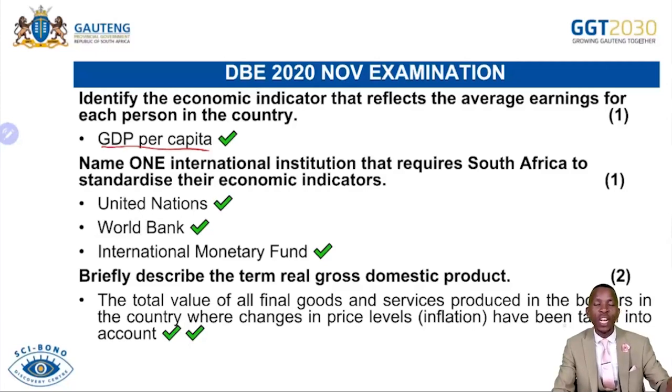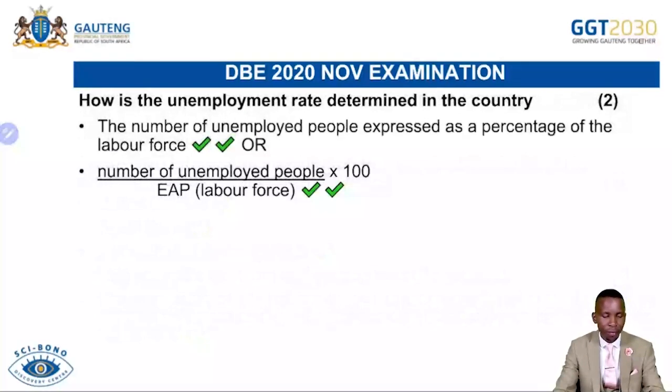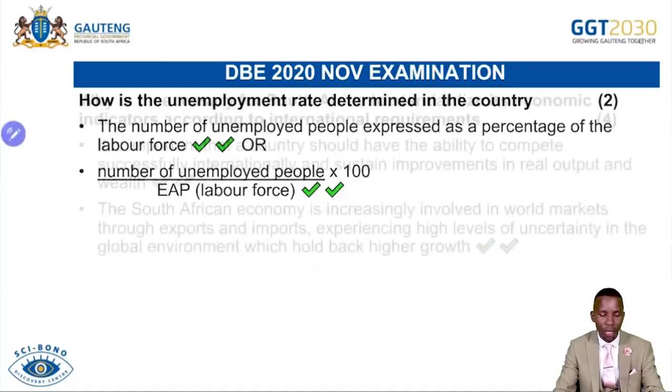That means nominal GDP has been converted to the real GDP, which is done using a GDP deflator. How is the unemployment rate determined in the country? The number of unemployed people is expressed as a percentage of the labor force or economically active population. Number of unemployed people divided by economically active population or labor force, multiplied by 100. Then you get your 2 marks.